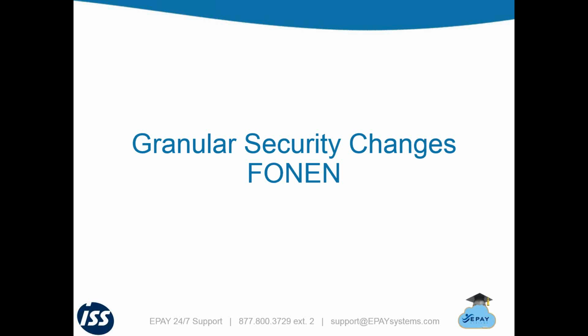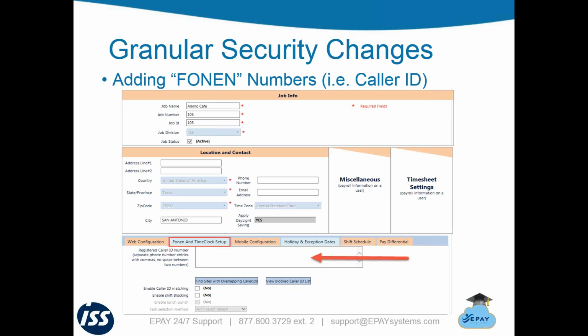So to that point, granular security at the level of a job means you're going to go into the job record. There is a tab at the very bottom of the screen with a wide open box area where you can key in your phone numbers. Once the phone numbers are there and saved, they are immediately live, and now the employee can go to that job, clock in from that particular phone number, and proceed to go to work.